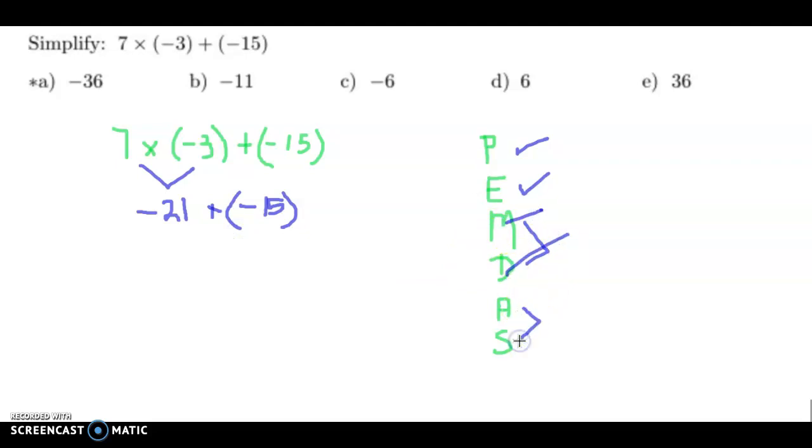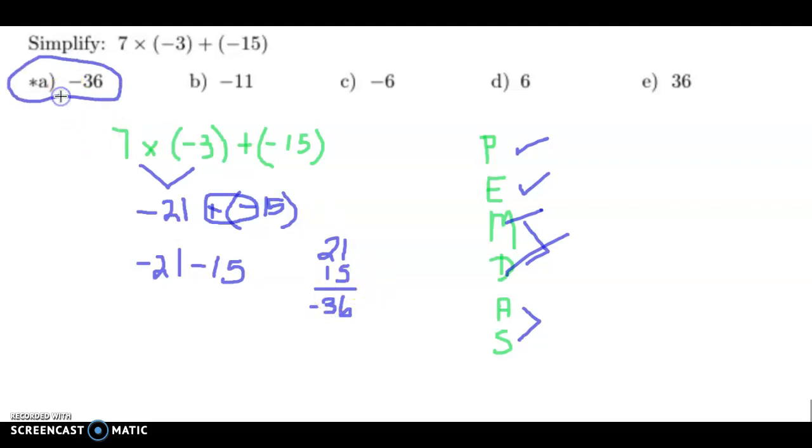Now I have addition and subtraction working left to right. Well, notice I have this double sign here. And remember, plus and negative is really the same thing as just subtracting. So I have 21 negatives, and I actually have 15 more negatives. So what I'm going to do with these two numbers is add them, because if I have 21 negatives and 15 more negatives, I need to find the total number of negatives, which in this situation is 36. So my final answer is -36.